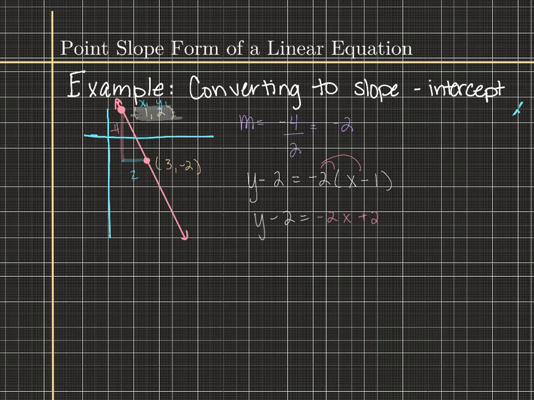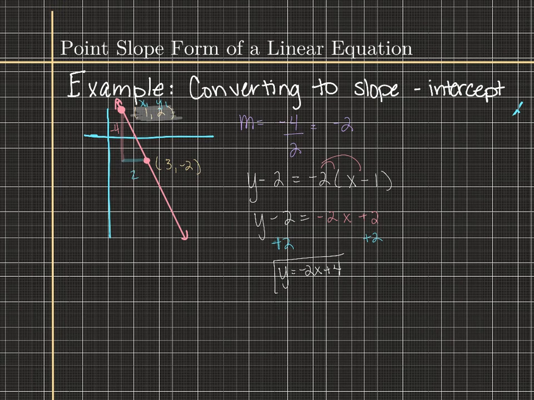Now I want to get rid of this constant. So I'm going to add 2 to both sides. And when I do that, I'm going to be left with y equals, my negative 2x stays the same, and 2 plus 2 is 4.